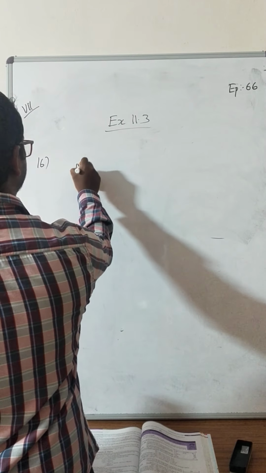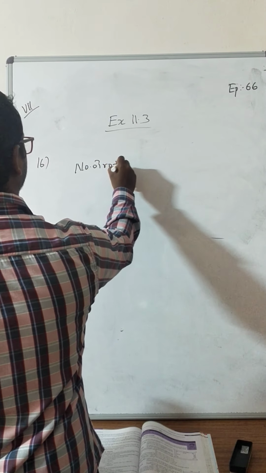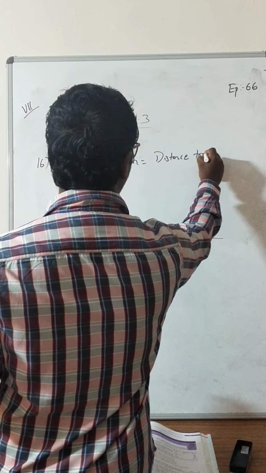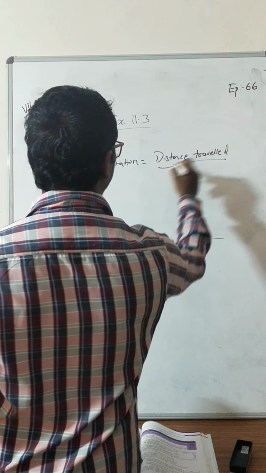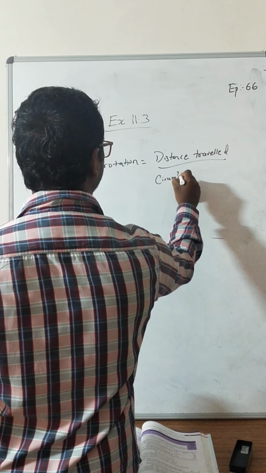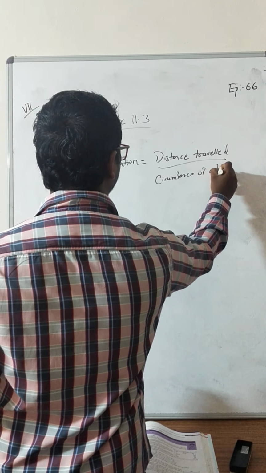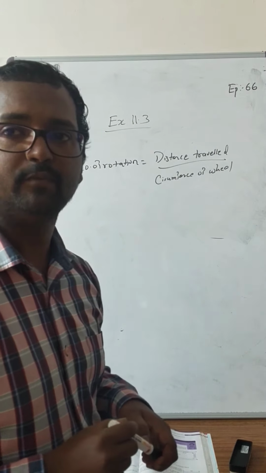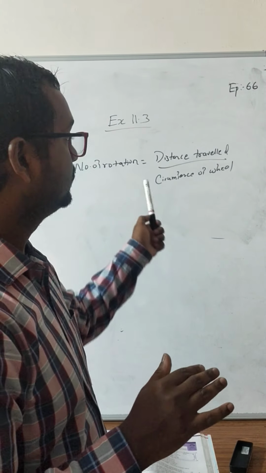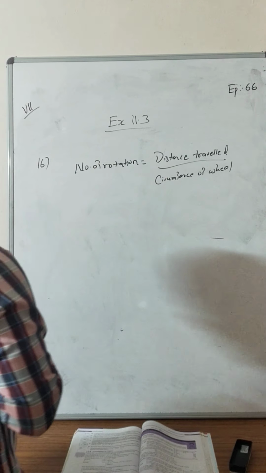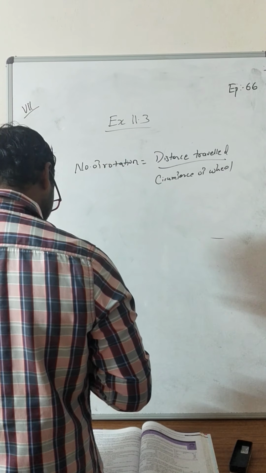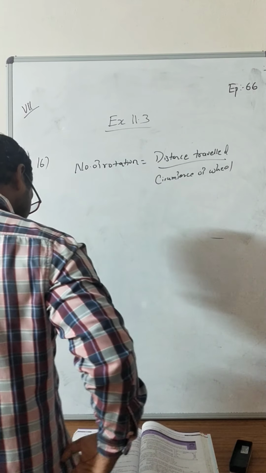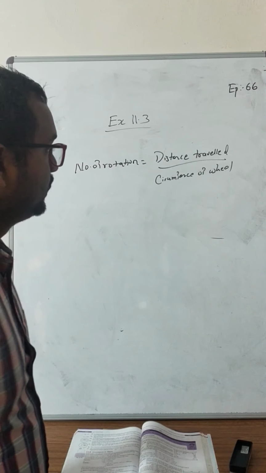Now there's a formula: number of rotations is equal to distance traveled divided by circumference of the wheel. This is a very standard formula. So here, how many times must a wheel of radius 28 centimeter rotate to cover 352 meter. The radius is given in centimeter, 28 centimeter.